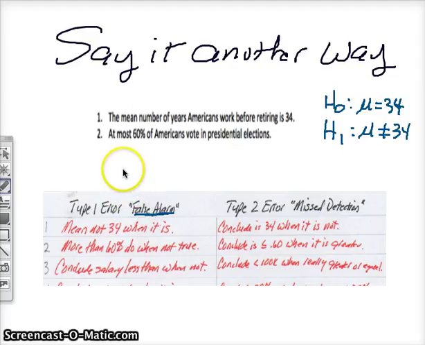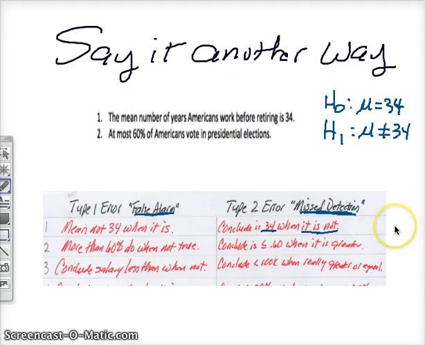A false alarm. No, we're just going to continue in the same state that we were in. All right. Type 2 error. Type 2 error is a missed detection. So you should have detected something, but you didn't. You concluded that it was 34 when it's not. All right, let that settle for a second.